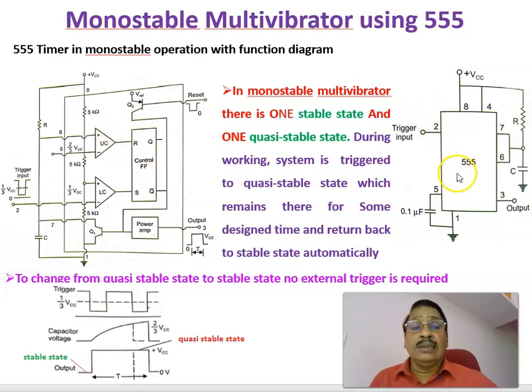In this circuit diagram, as you know, pin number 8 is VCC, that is connected to VCC, and 4 and 8 are shorted. Here is the discharge pin, pin number 7, and this is the threshold pin, number 6. Pins 6 and 7 are shorted, and to that a resistance is connected from VCC, and a capacitor is connected between pin number 6 and ground.